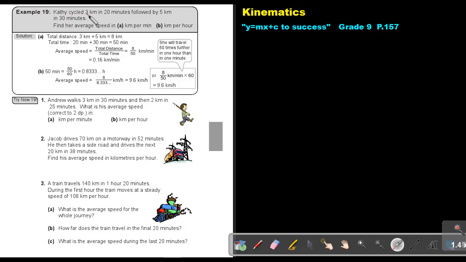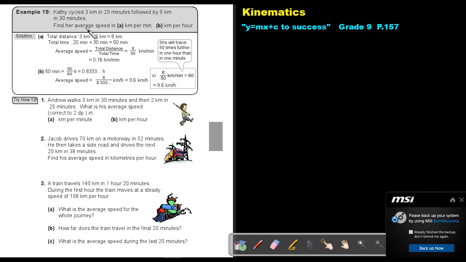Katie cycles 3 kilometers in 20 minutes, followed by 5 kilometers in 30 minutes. Find her average speed in kilometers per minute or kilometers per hour. Remember, average speed will be total distance divided by total time. So, find her total distance. That will be 3 plus 5 kilometers, and that will give me 8 kilometers. Her total time is 20 minutes plus 30 minutes, and that will give me 50 minutes.